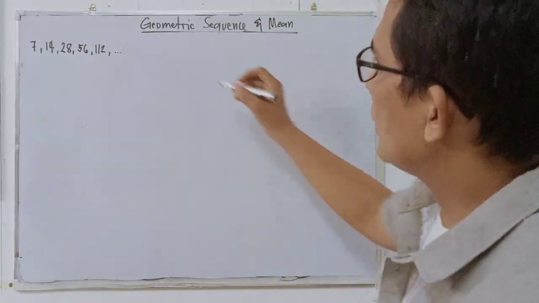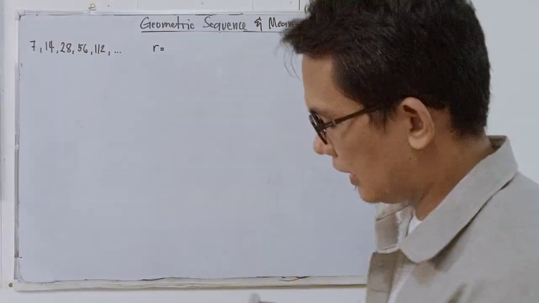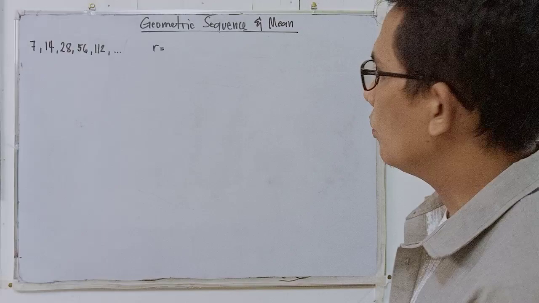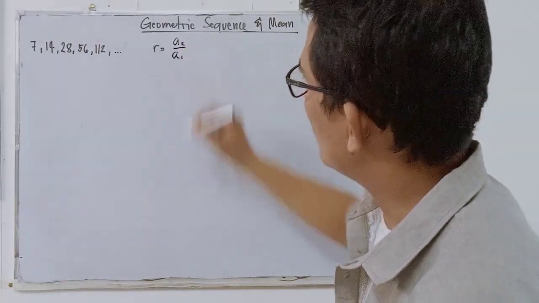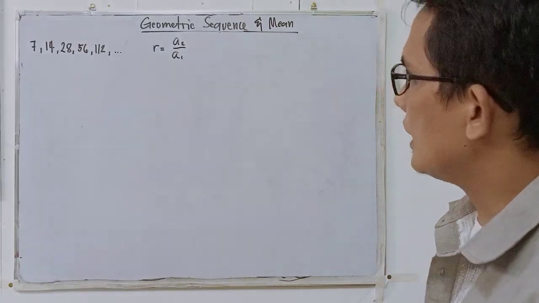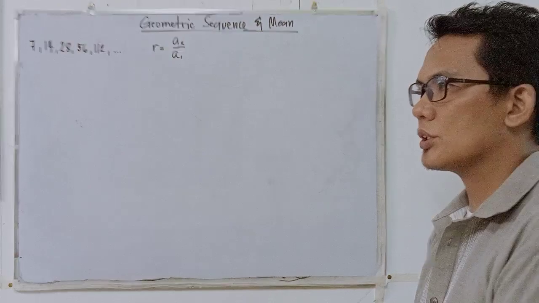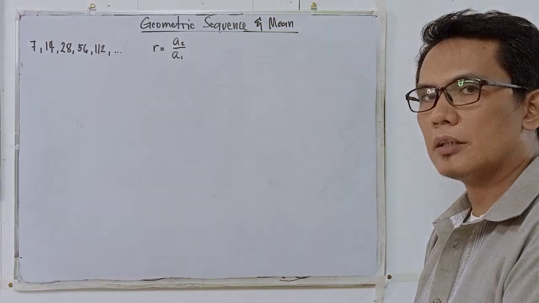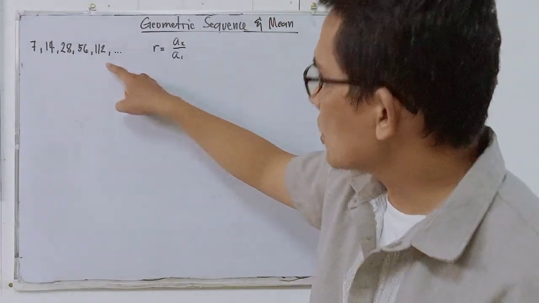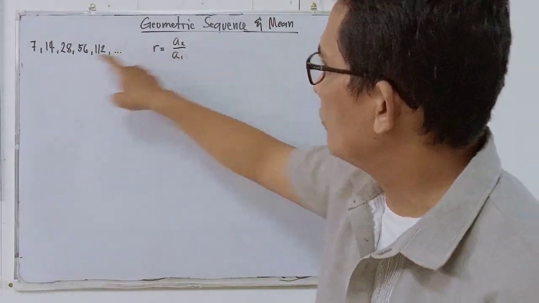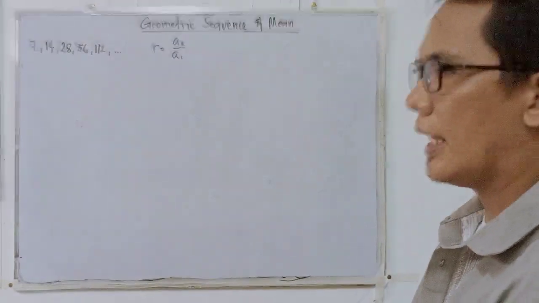Now, common ratio is represented with the letter R, and we obtained the letter R since that is ratio. We will have to divide our a sub 2 over our a sub 1. So, common ratio is obtained by dividing two succeeding terms, and that is the term on the right divided by the term on the left. Therefore, to solve for it, we divide 14 by 7, and the common ratio there is 2.